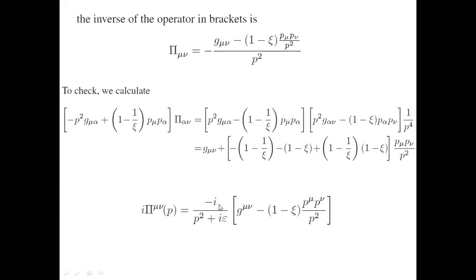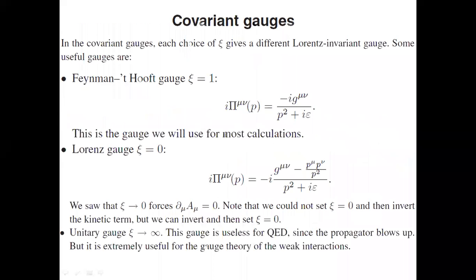Again, the epsilon prescription has been used, as you can see here. So this is the propagator of the photon, right? We have two gauges, three gauges actually. What we mostly use is the Feynman gauge, where Xi equals 1. If we use Xi equals 1, the propagator simply reduces to this. The other two gauges are not so important for QED.